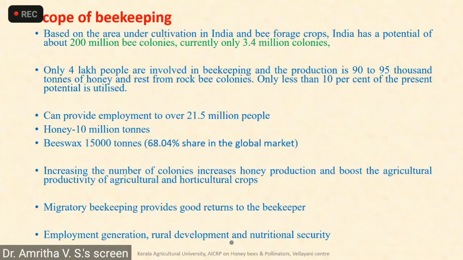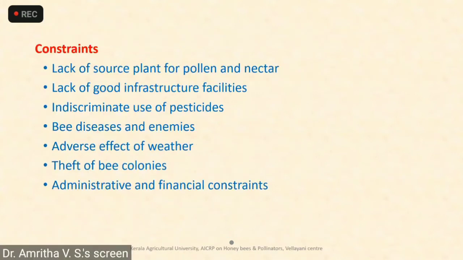And so, like all other ventures, beekeeping also has a lot of problems or constraints, like lack of sufficient foraging plants and lack of good infrastructure facilities. Then pesticide use is a very important thing. In the place where we are keeping the beehive, the application of pesticide has to be done based on surveillance, that is, at what time the blooming occurs and at what time the pollinators are visiting these crops. Try to avoid insecticide application. That will be good. Then another thing is bee diseases and enemies, and try to manage everything in an organic mode, or use insecticides only against the enemies.